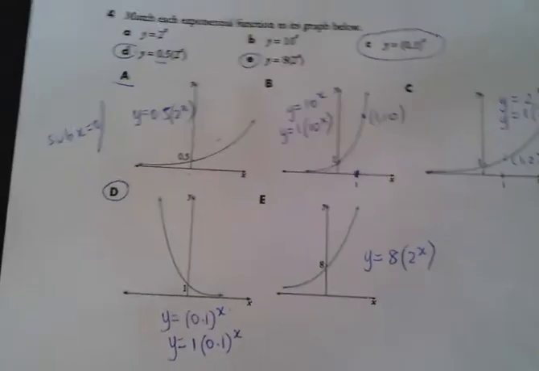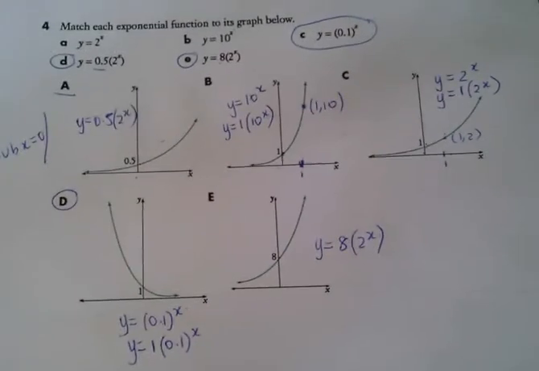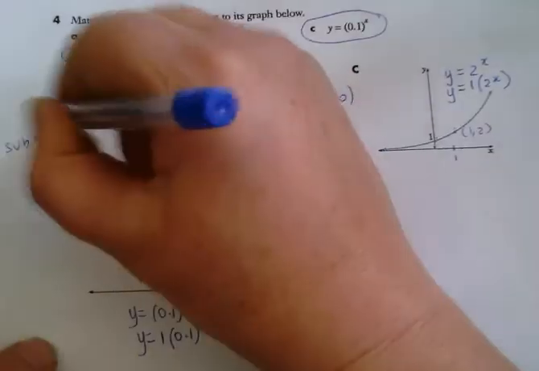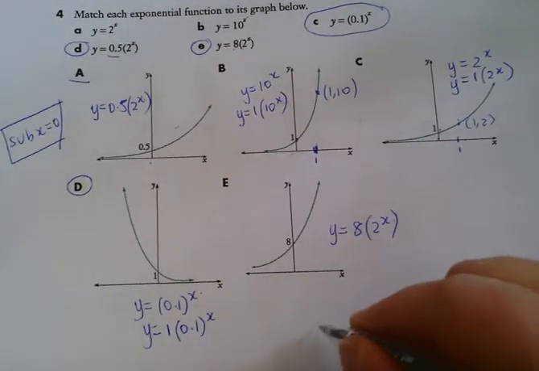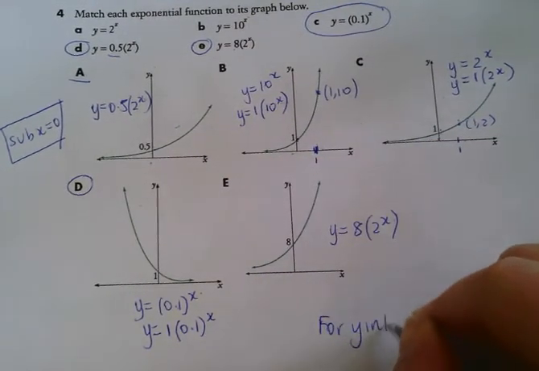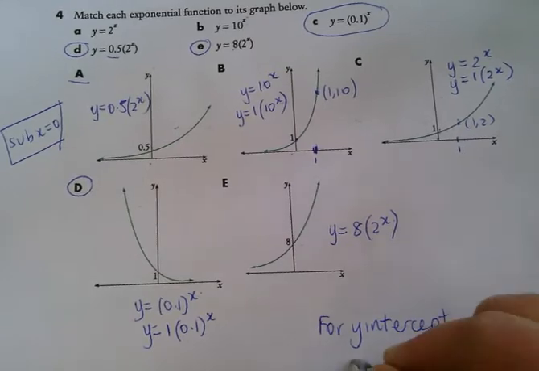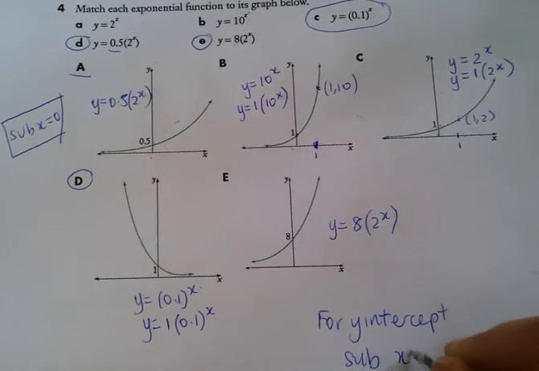Okay? So again, substitute x is 0 for all of them. You'll be able to see the y-intercept. Always, for y-intercept, you always substitute x is 0.